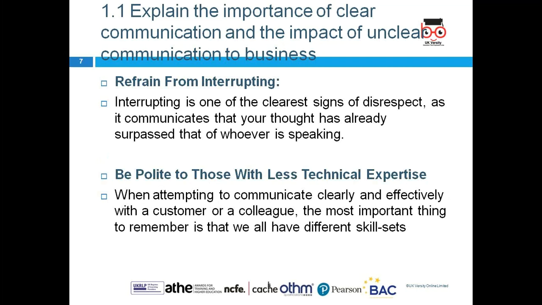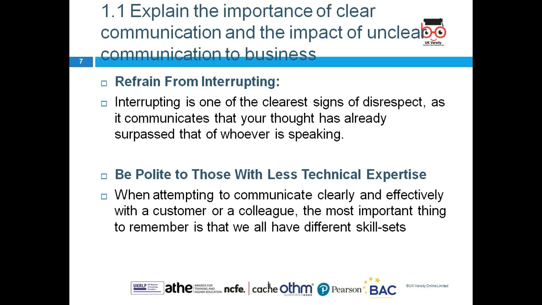Don't interrupt. Interrupting your customers or your colleagues is quite a sign of disrespect. It really depends on who you're speaking to. I don't mind it when I actually encourage my students to ask me questions throughout, but we're in a teaching environment. So in this environment, it's perfectly fine for you to pip in and say, can you tell me about this? Or I don't understand that.